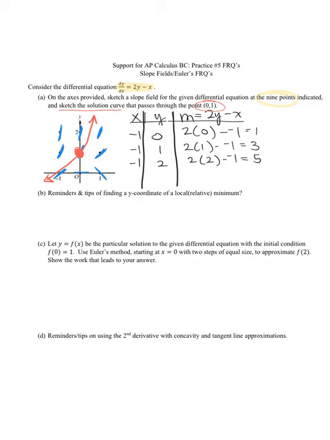Okay, so for part B, I'm not going to actually solve this. I'm just going to give you some reminder ideas and tips on what you can do to find a y coordinate. So for a local minimum, a local minimum is the same as a relative minimum. Okay, so let's start with that. So we know that we have a relative minimum when the derivative is either 0 or undefined. And for this particular problem, the derivative can't be undefined because I'm not dividing by anything. So the derivative has to be 0 at that local minimum.